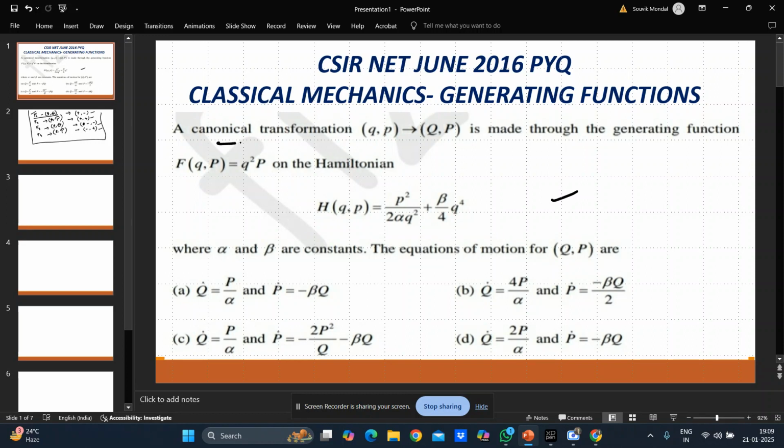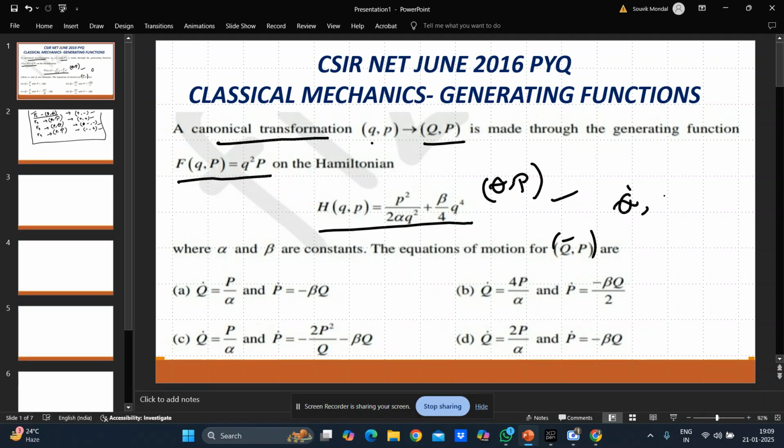It is given that there is a canonical transformation from small q, p to capital Q, P, and this is the generating function given, and there is the Hamiltonian given. Now they are asking what the equations of motion for capital Q and capital P are. It's a straightforward problem. You have to convert this Hamiltonian from small q, p to capital Q, P, and then find the equations of motion of Q and P, basically Q dot and P dot.